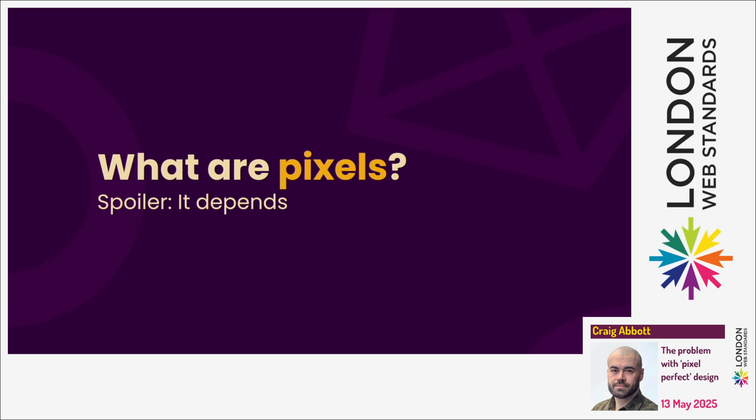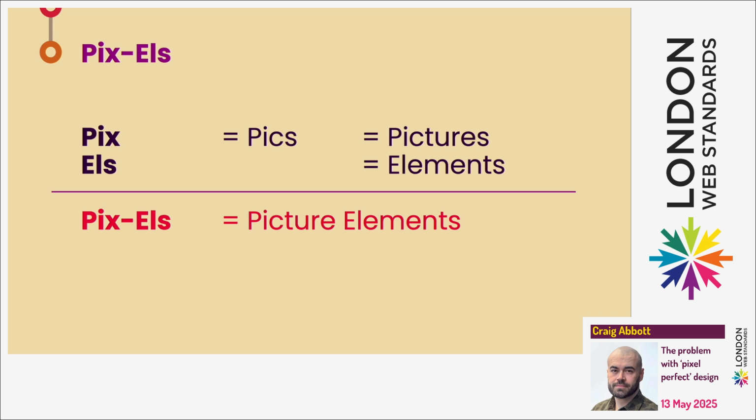again, caveat for this talk is that I find a lot of designers don't necessarily understand pixels. We often think that a pixel is a pixel on a screen, like a tiny square or something. I'm assuming everybody in this room knows what I'm about to talk about, but pixels are basically picture elements. If we take pics and we take elements and Ls, we end up with pixels.